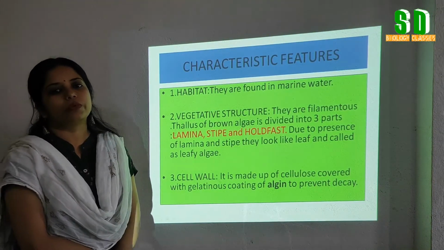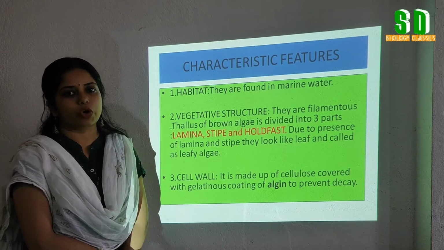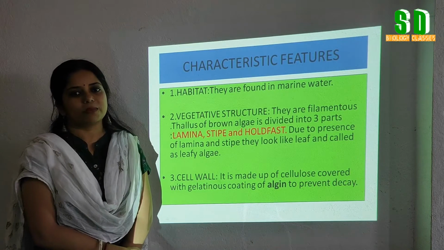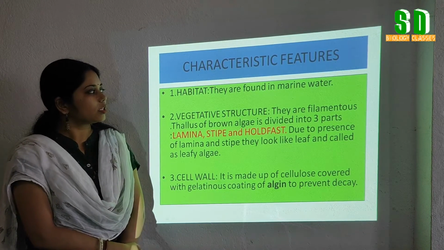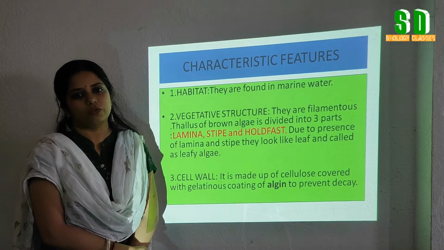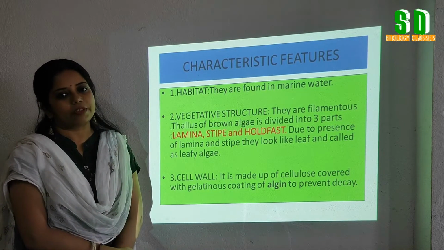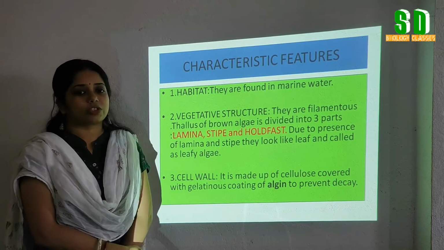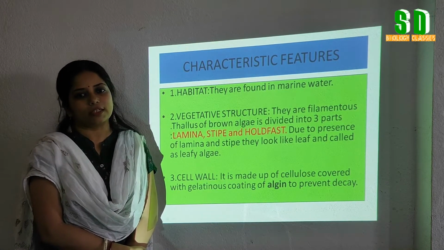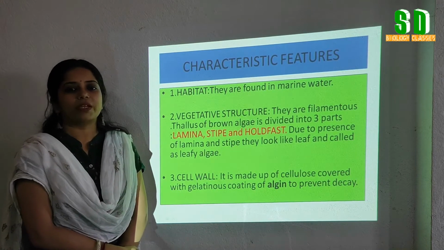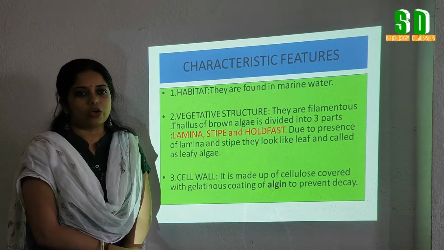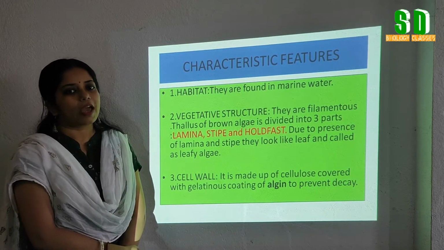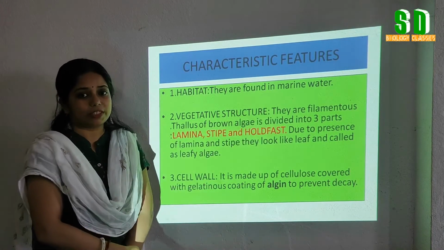First of all, we will know about the characteristic features of PHAEOPHYTA. Where can we see PHAEOPHYTA? The members of PHAEOPHYTA are exclusively found in marine water. That means their habitat is mainly seawater. The vegetative structure, that means what kind of thallus do they have? They are multicellular, or we can say this group of algae is exclusively multicellular, and they are filamentous also.